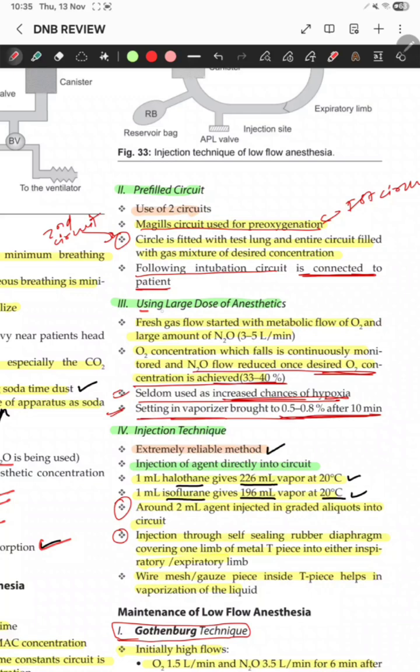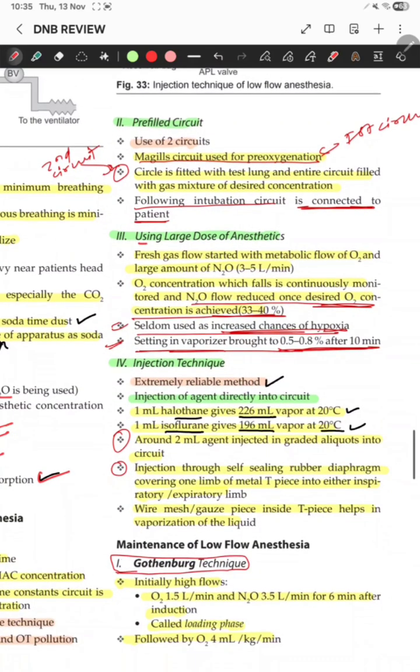The third technique is using large doses of anesthetics. Fresh gas flow is started with metabolic flow of oxygen and a large amount of N2O. The oxygen concentration which falls is continuously monitored and N2O flow is reduced once the desired oxygen concentration is achieved. Seldom used, as there are increased chances of hypoxia.